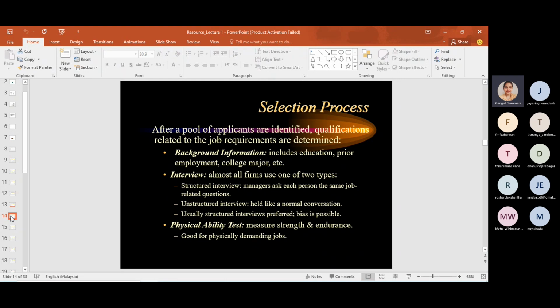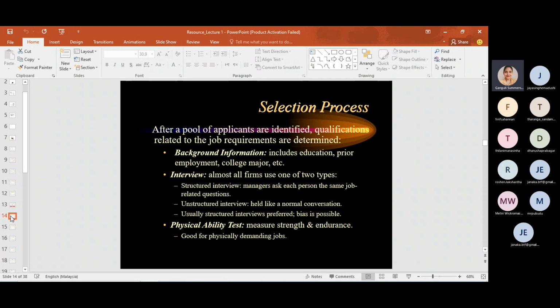Unstructured interview means a normal conversation. There are no pre-made questions in the unstructured interview, because in a structured interview you have to make the question set before you start the interview, right? So those are pre-made questions. There are no such pre-made questions when it comes to unstructured interviews, because unstructured interviews happen just like a normal conversation, just like 2 or 3 people talking.